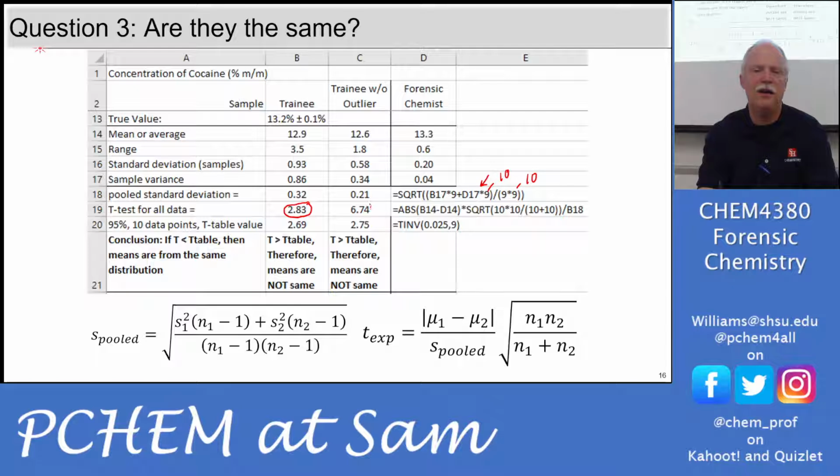If we take that outlier away, it actually gets worse because our mean drops down even further. And our experimental t-value is 6.74. So this is t experimental, and these are t critical values here. So 6.74 compared to 2.75, again, it's greater. So therefore, the means are not the same. This is saying we have a completely different answer between the forensic chemist and the trainee.